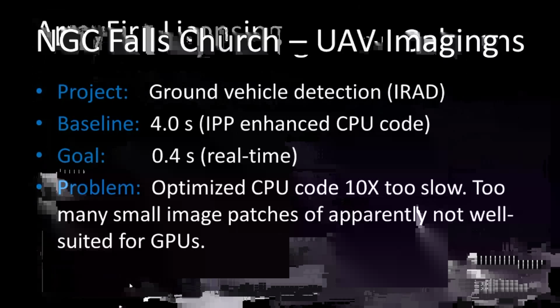So they came to us with a baseline. They already had code they'd been working on for 2 years using Intel performance primitives and tuned C++ code, and it ran about 4 seconds. But they wanted it to run in near real time. And so we took that 4 seconds and pushed it into about a 10x speed up to get it to 0.4 seconds, because we rewrote the code to map to the GPU so it could run many small image patches in parallel.